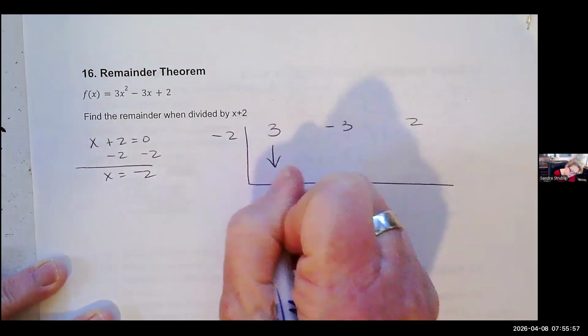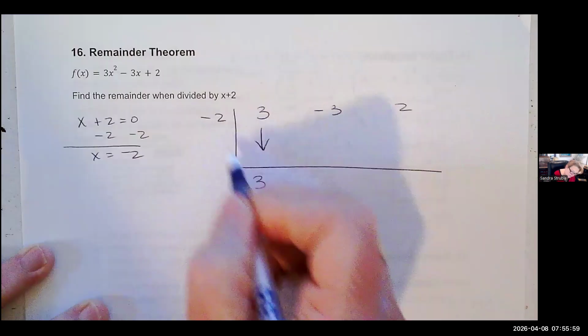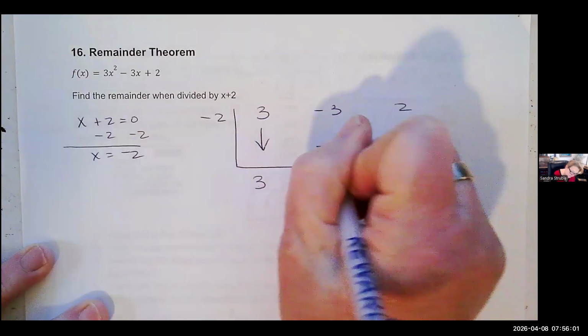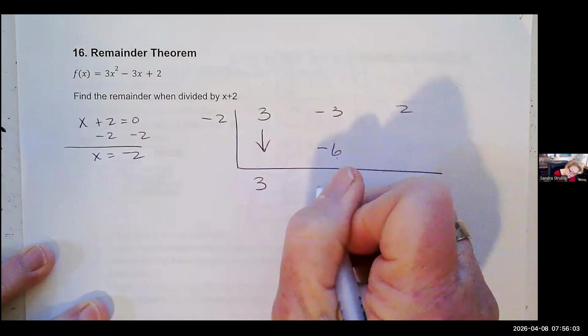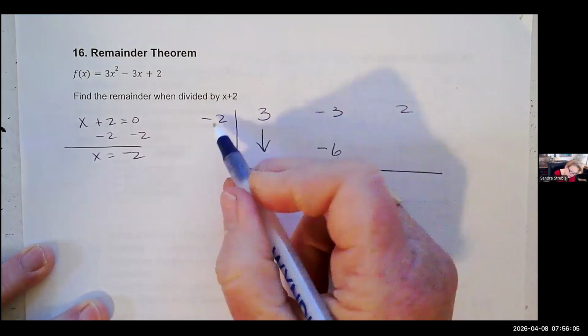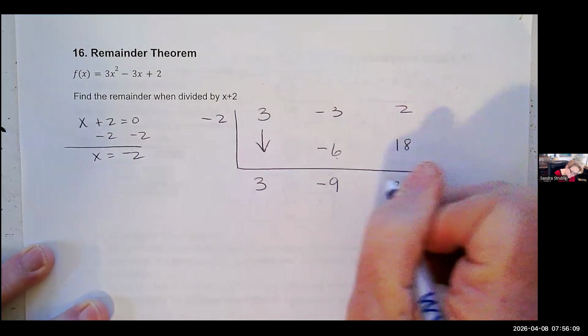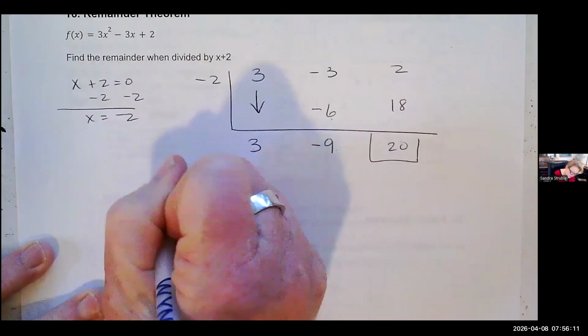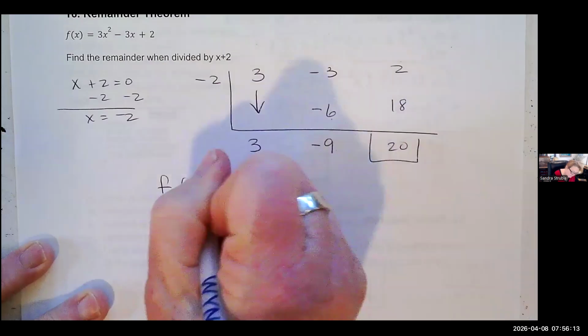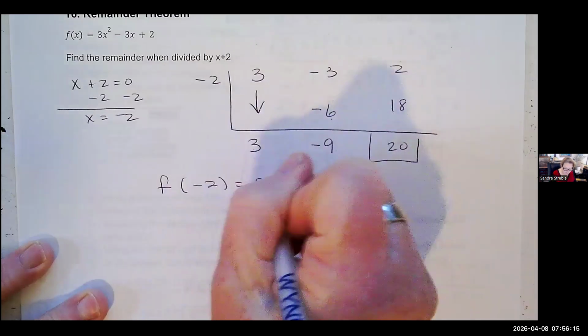-2 times 3 is -6. -3 plus -6 is -9. -2 times -9 is positive 18. Plus 2 is 20. So f of -2 is 20. The remainder is 20.